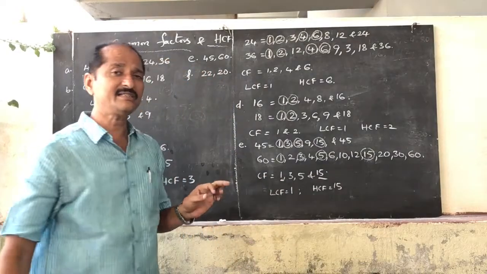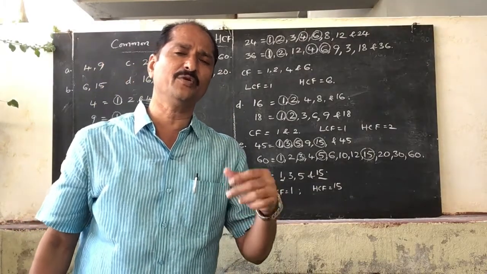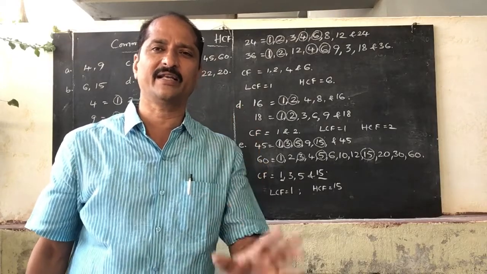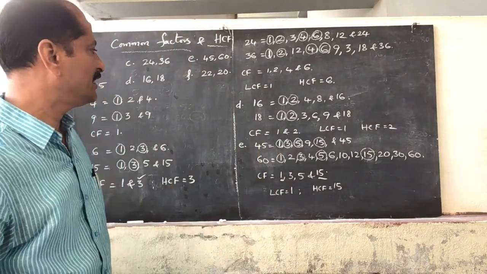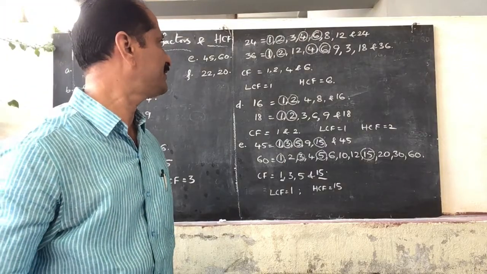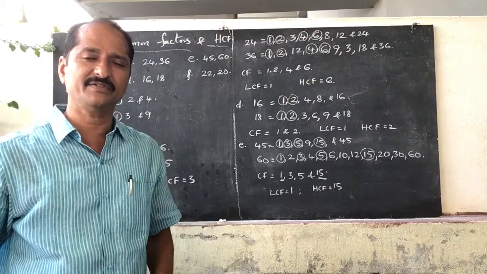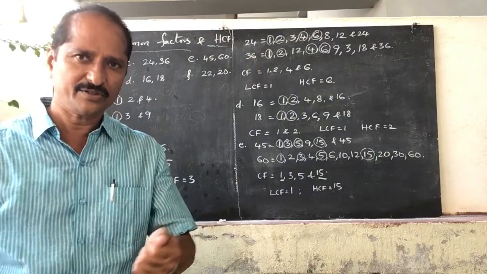So the least common factor of any two numbers is always 1 only. The highest common factor only varies. So like that we can easily find out the common factors of these numbers. Okay? We can continue this.